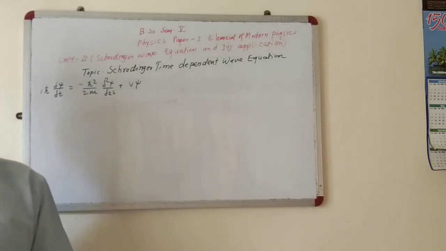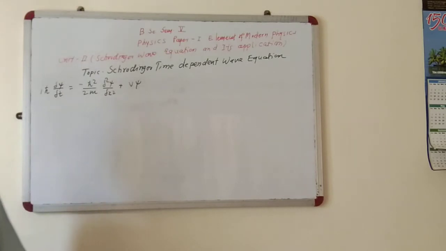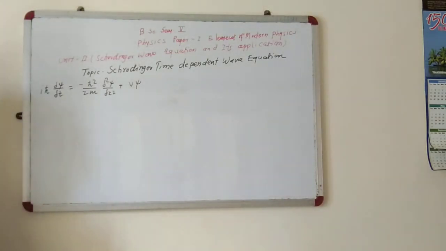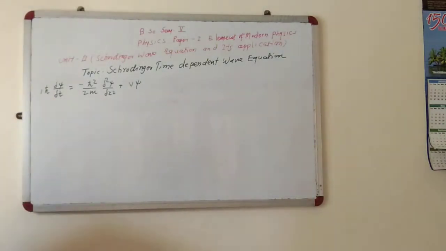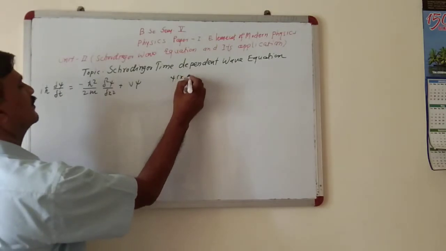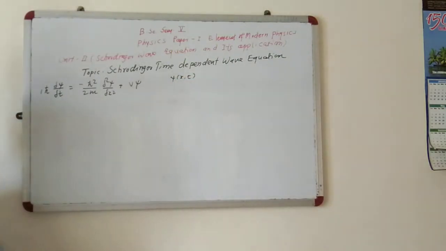In the previous period we already saw the Schrodinger time dependent wave equation, that is, iħ ∂ψ/∂t equals minus ħ² over 2m ∂²ψ/∂x² plus Vψ. Here ψ is the wave function, ħ is nothing but h by 2π, h is the Planck constant, and m is the mass of the particle which moves under the force. In this case ψ is a function of x and t, because this is the one dimensional Schrodinger time dependent equation.